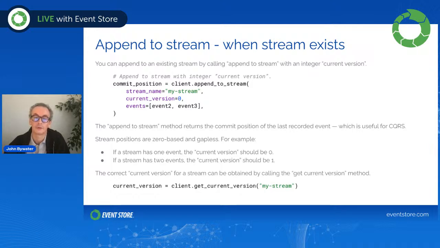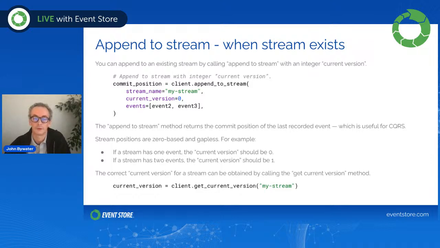The correct current version for a stream can be obtained by calling the getCurrentVersion method, which returns no stream if the stream does not exist. However, normally you would want to take this version number from your reconstructed aggregate. For example, if you get all the events, reconstruct your aggregate, and the aggregate version is then, let's say, 2, then the current version will be 2, and any new events will be then 3, 4, 5, and so on. So you wouldn't normally use the getCurrentVersion method. It's just a convenience in case you need to have a look what it is.